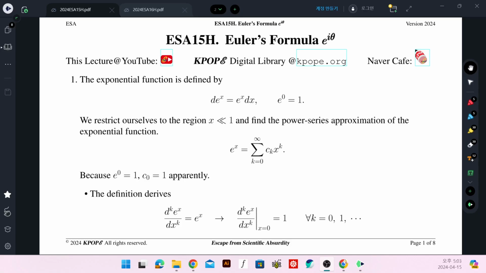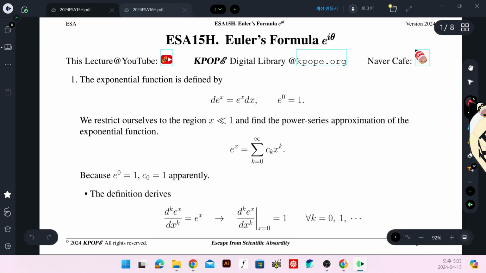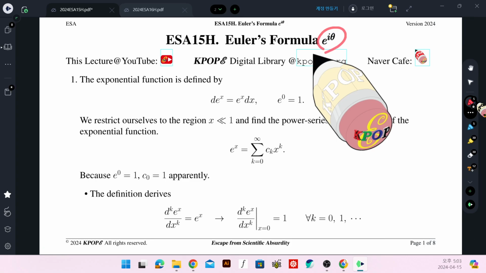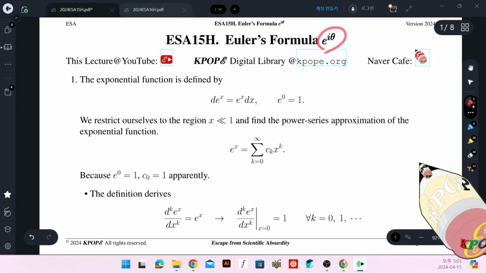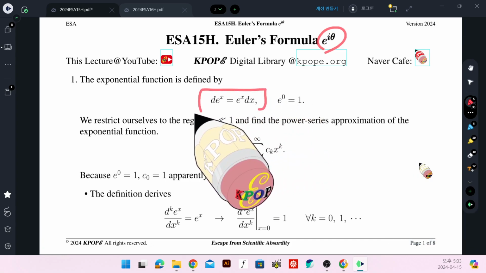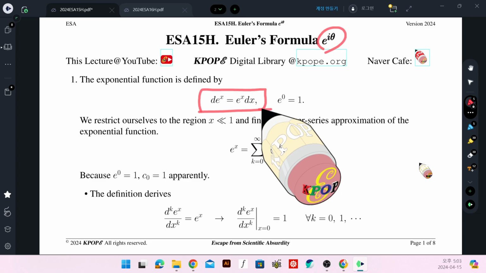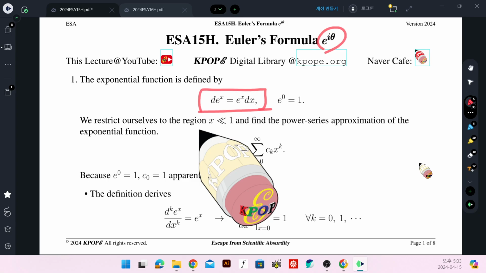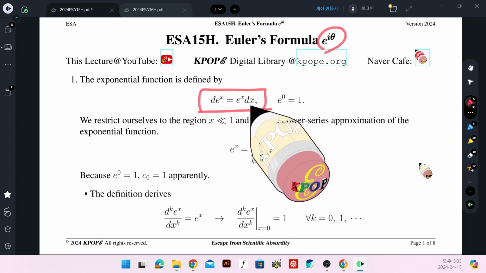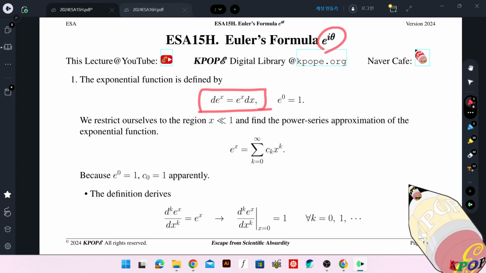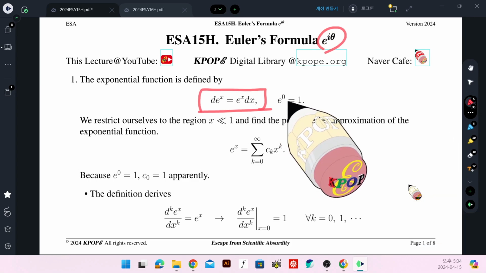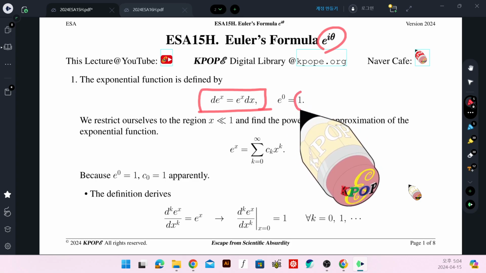Today we study ESA15H, Euler's formula, e to the i theta. The exponential function is defined by this relationship: the differential of the exponential becomes the same factor multiplied by the differential of x. The condition for this function is that the exponential of 0 is always 1.